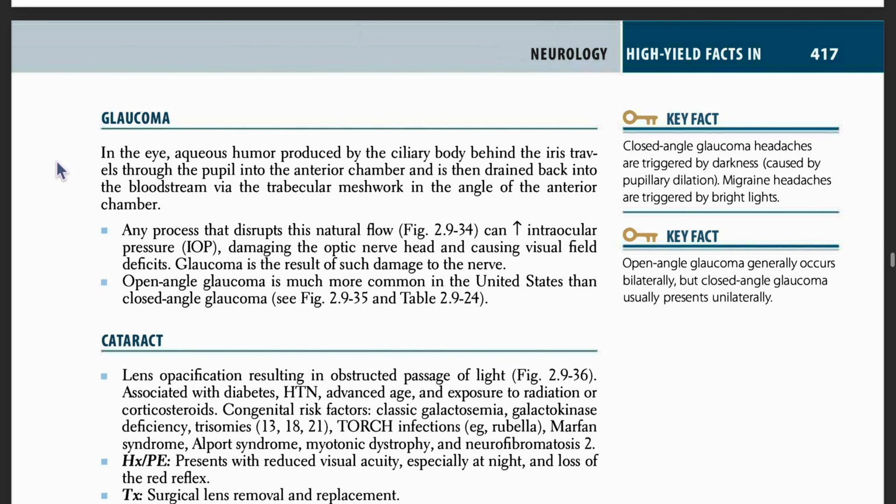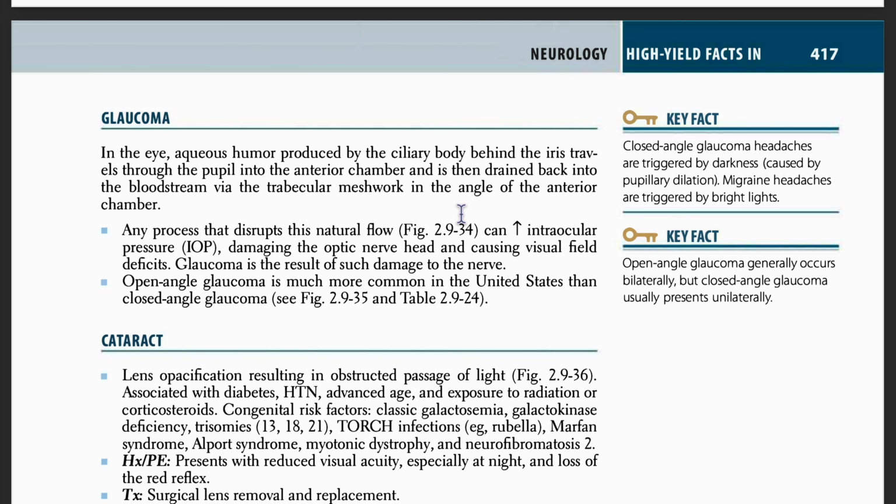Glaucoma. In the eye, aqueous humor produced by the ciliary body behind the iris travels through the pupil into the anterior chamber and is then drained back into the bloodstream via the trabecular meshwork in the angle of the anterior chamber. Any process that disrupts this natural flow can increase intraocular pressure, damaging the optic nerve head and causing visual field deficits. Glaucoma is the result of such damage in the nerve. Open angle glaucoma is much more common in the United States than closed angle glaucoma.